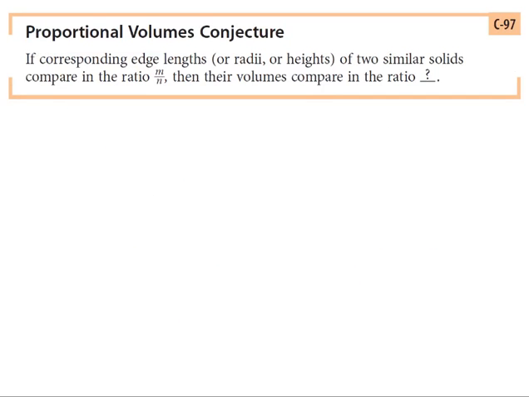Okay, we got one thing we need to add to our conjecture list. This should make sense because of what we just got done talking about with the proportions. If corresponding edge lengths, radii, or heights of two similar solids compare in the ratio m/n, what do you think the volumes are going to compare in the ratio?